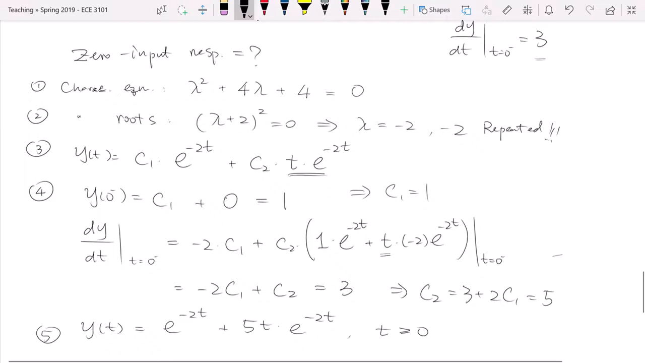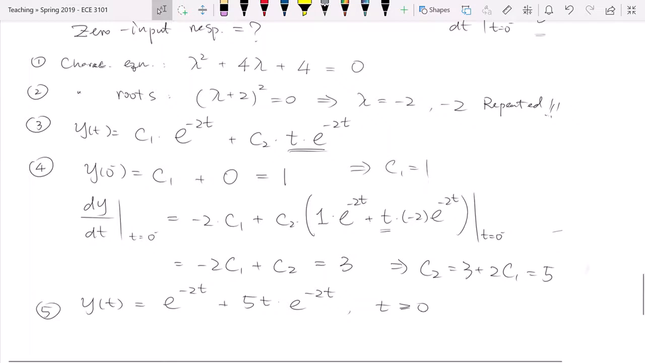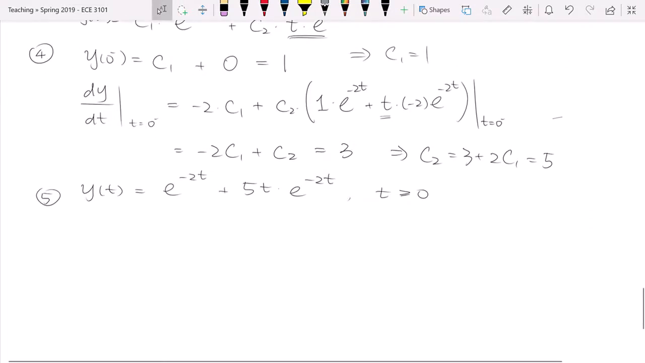And for the repeated roots, it's pretty simple. The only variation, as you can see, is how to deal with the repeated roots, how to add the more characteristic modes that correspond to the same root. And the rest of the procedure is relatively straightforward. This is the case where we have repeated roots.